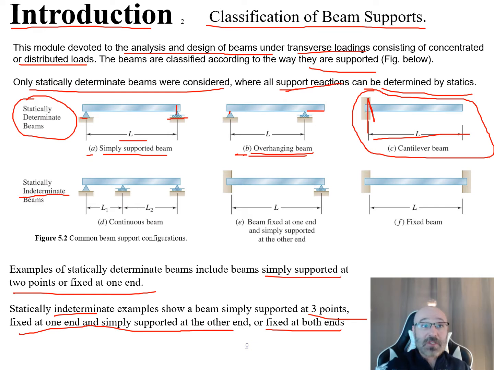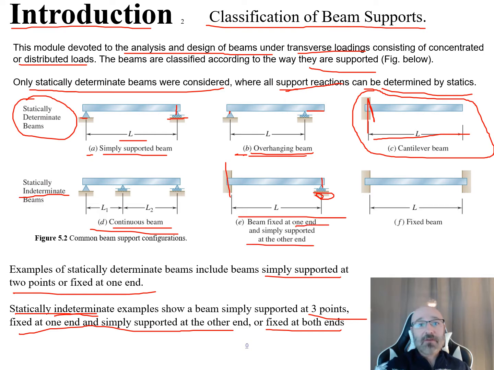So let's take a look at these examples here. In the first example of a statically indeterminate beam, we have a continuous beam. So the continuous beam, this is the case down here, it's simply supported at 3 points, which makes this a statically indeterminate example, and this is what we're calling a continuous beam. Then we go on to part E over here. So this looks similar to our cantilever beam, but now there's also a simply supported end as well. So you've got a fixed end and a simply supported end, and this is a beam like that. So this is a beam fixed at one end and simply supported at the other.